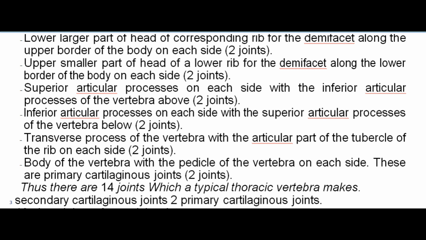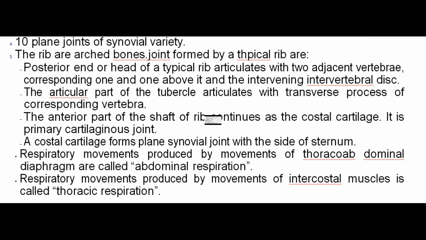Inferior articular processes on each side with the superior articular processes of the vertebra below, 2 joints. Transverse process of the vertebra with the articular part of the tubercle of the rib on each side, 2 joints. Body of the vertebra with the pedicle of the vertebra on each side: primary cartilaginous joints, 2 joints. Thus there are 14 joints which a typical thoracic vertebra makes: 3 secondary cartilaginous joints, 1 primary cartilaginous joint, and 10 plain joints of synovial variety.